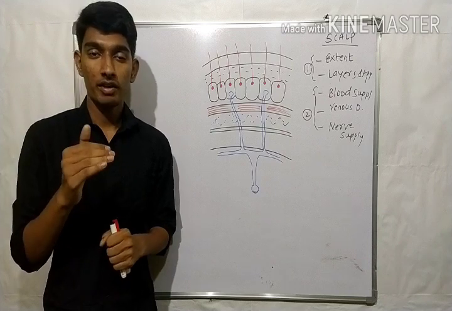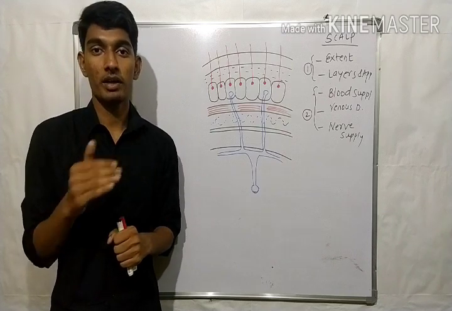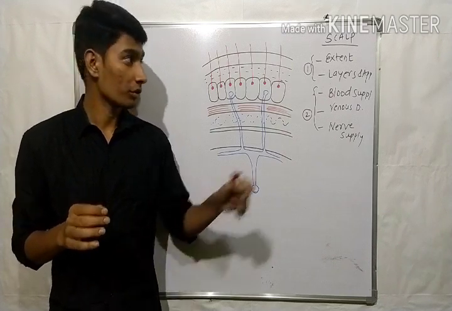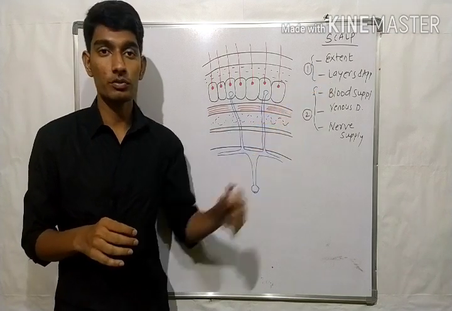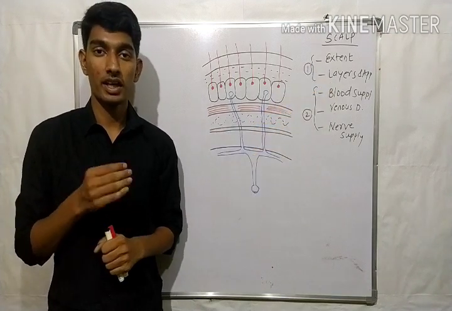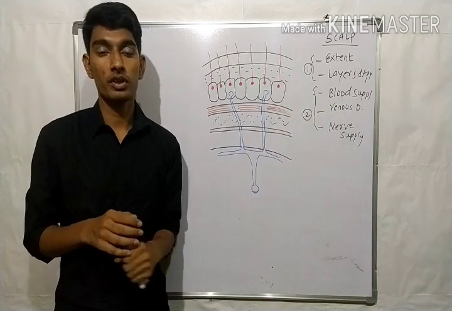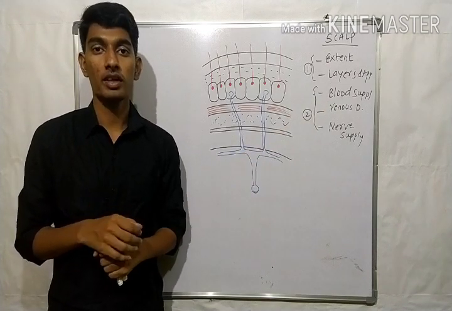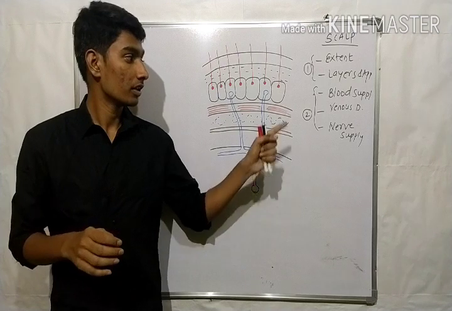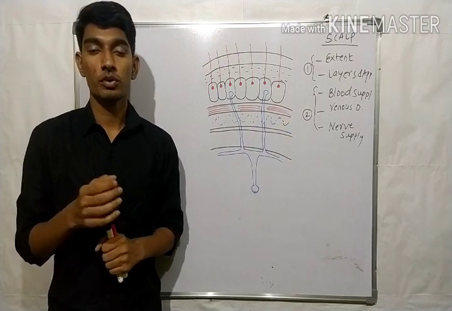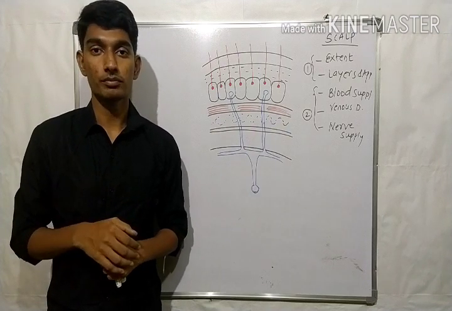We will divide the scalp into part 1 and part 2. In part 1 we are going to cover the extent and layers of scalp, and in the second video we will discuss the remaining part, that is blood supply, venous drainage, and nerve supply. So let us start.